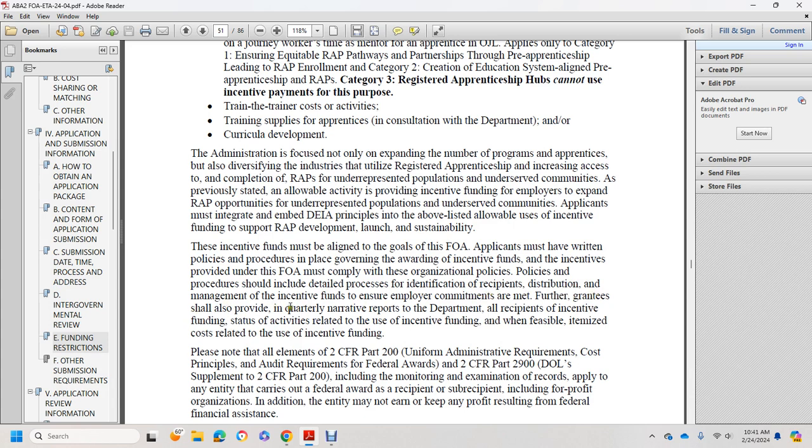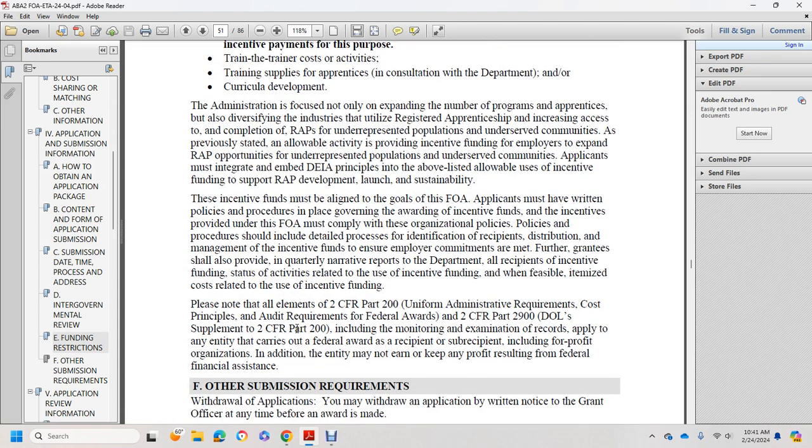Further, grantees should also provide quarterly narrative reports to the department on all recipients of incentive funding, their status, and activities related to the use of incentive funds when feasible, and itemize costs related to the use of the incentive funds.